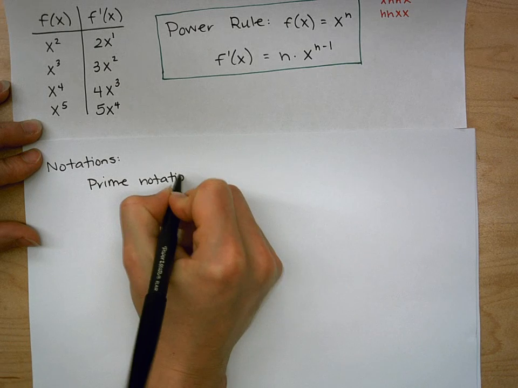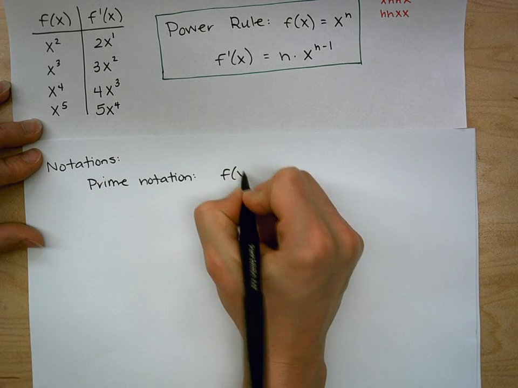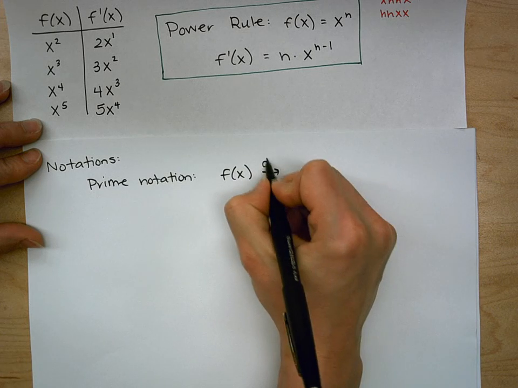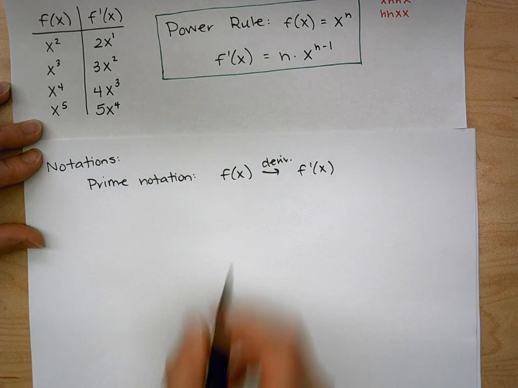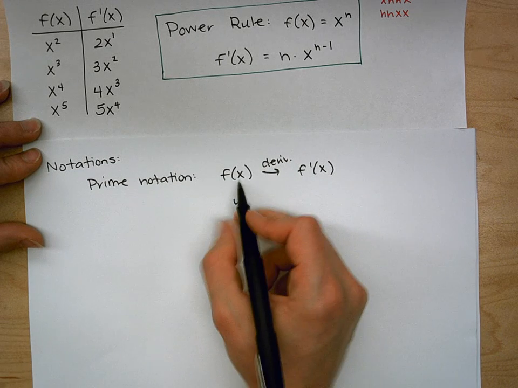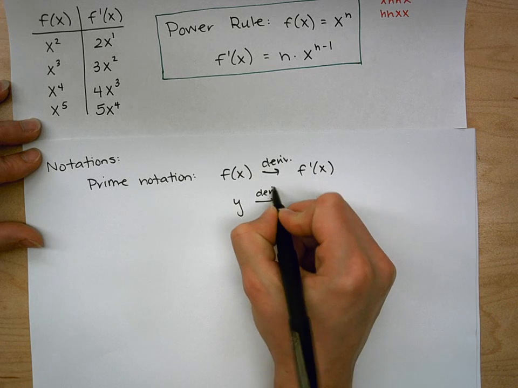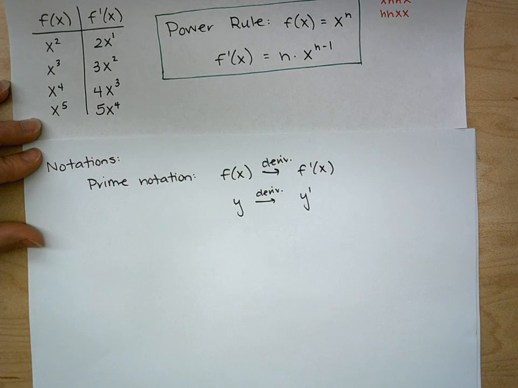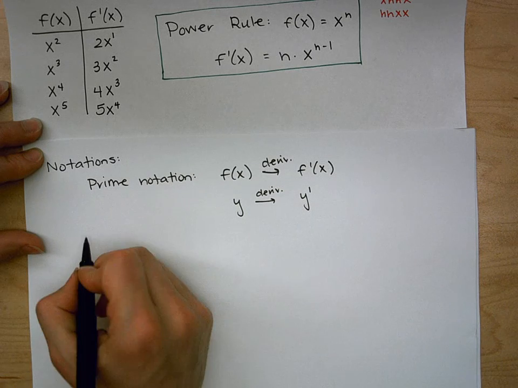So prime notation is, if I have my function f of x, then the derivative is f prime of x, written like that. That could be the same thing for y. Sometimes we don't call it f of x, maybe it's just y equals, and then the equation. And again, if I want to look at the derivative, I could also say just y prime. So we've had some familiarity with this notation so far.